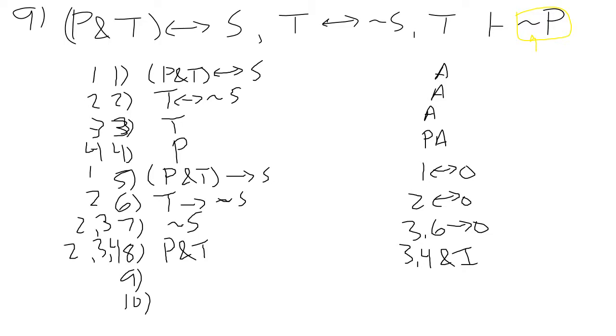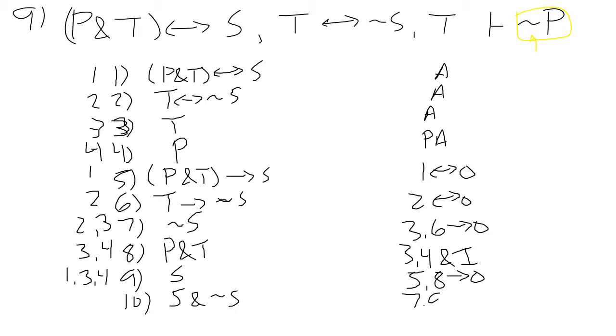Oops, sorry, too much there. So 3 and 4 are going to be just 3 and 4. Now we can toss it into line 5, the conditional statement that we got from line 1's biconditional, and then we get S. So that's going to be from 5 and 8, arrow out, 5 and 8, that's 1, 3, 4. Now we can put the S and not S together, doing 7, 9, ampersand in, 1, 2, 3, and 4.